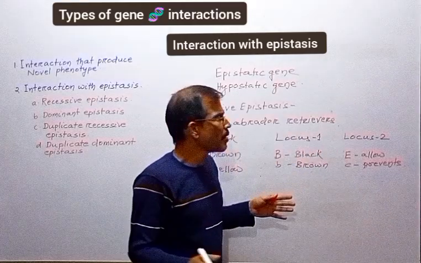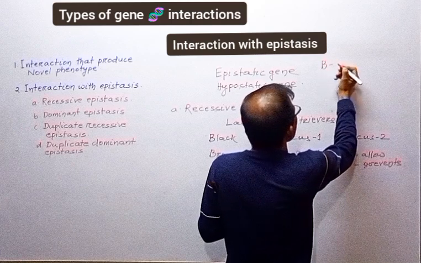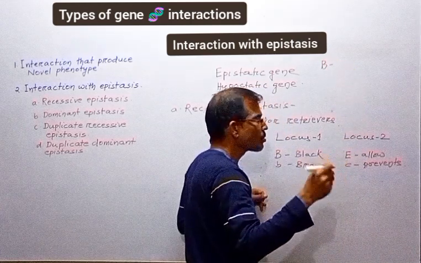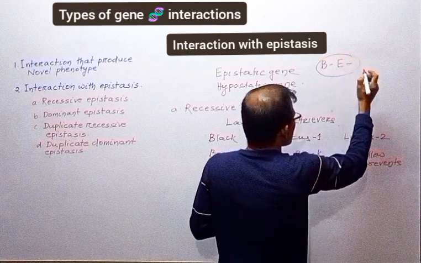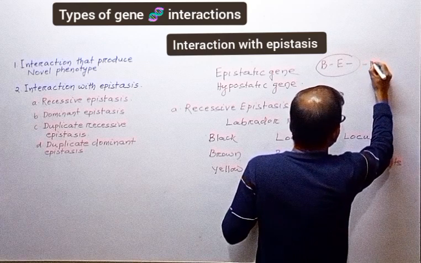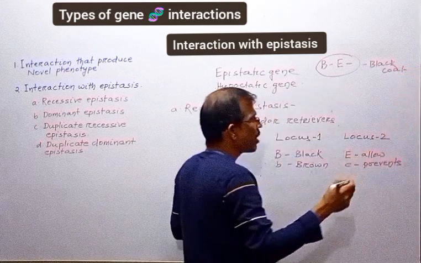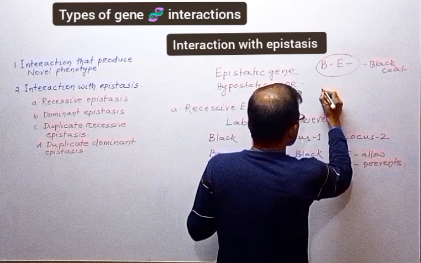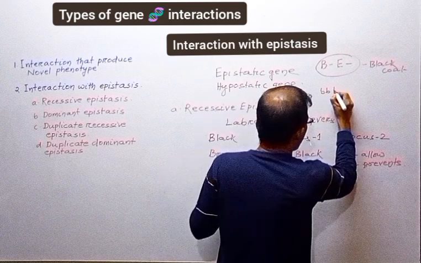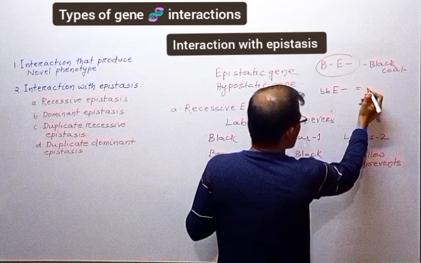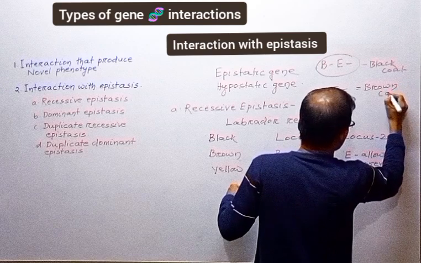Black pigments are produced when the first locus has at least one dominant allele and the second locus also has at least one dominant allele. So this is the genotype that results in black coat. But when the first locus has only recessive alleles and the second locus has at least one dominant allele, this results in brown coat.